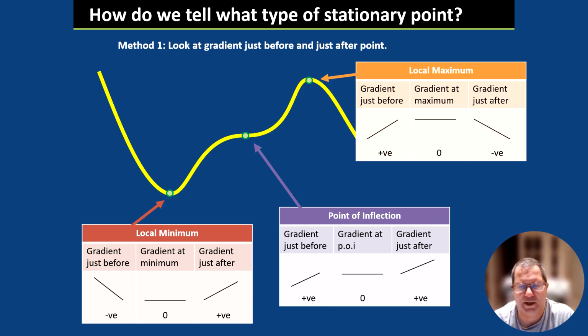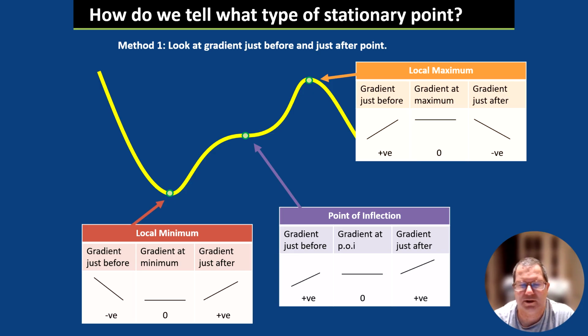Moving further along till we get to our next stationary point, that is a point of inflection. The gradient just before it is positive, the gradient at the point of inflection is 0, although we've just seen on the previous slide that the gradient doesn't have to be 0 at the point of inflection. And the gradient just after it is positive again. And then moving again to the right, our local maximum. The gradient just before it is positive, the gradient at the point is 0, the gradient just after it is negative.